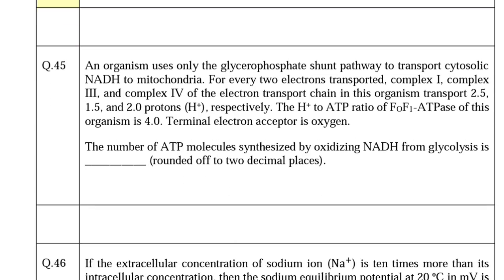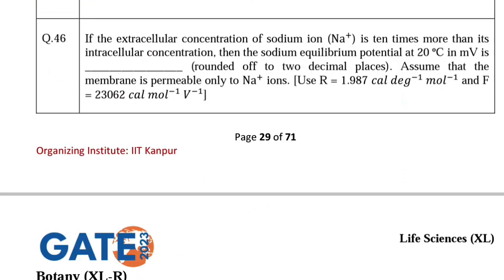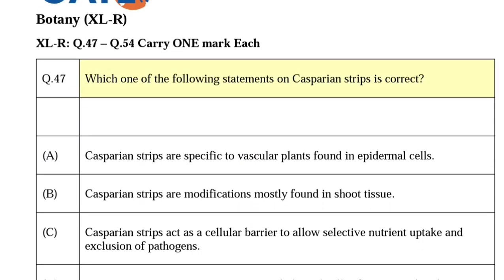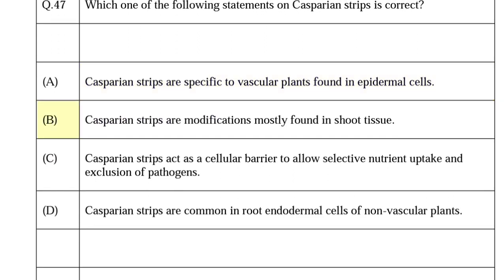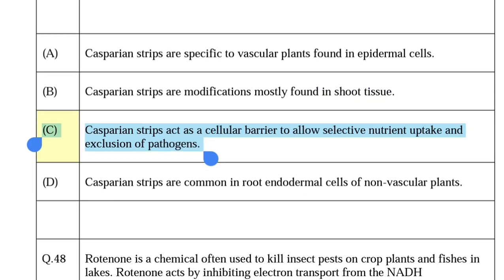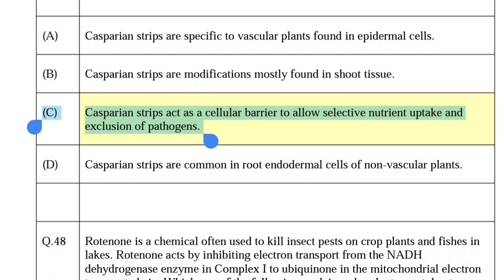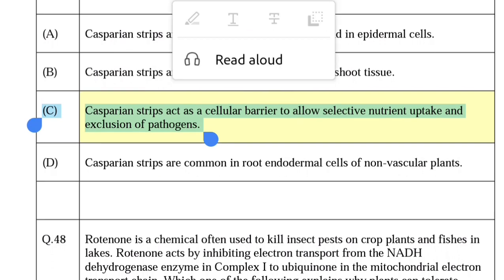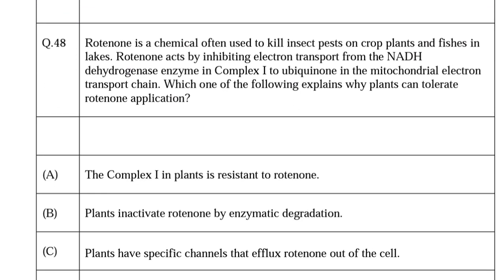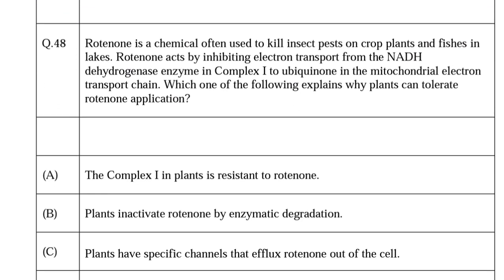Q.44. A 100 ml solution of pH 10 was well mixed with a 100 ml solution of. Which one of the following statements on Casparian strips is correct? A. Casparian strips are specific to vascular plants, found in epidermal cells. B. Casparian strips are modifications mostly found in shoot tissue. C. Casparian strips act as a cellular barrier to allow selective nutrient uptake and exclusion of pathogens. D. Casparian strips are common in root endodermal cells of non-vascular plants.